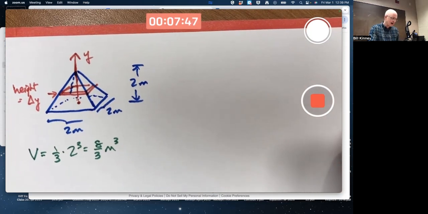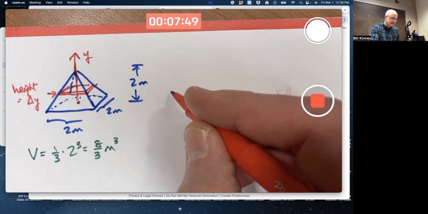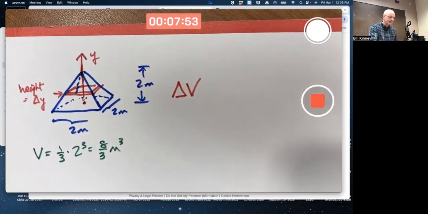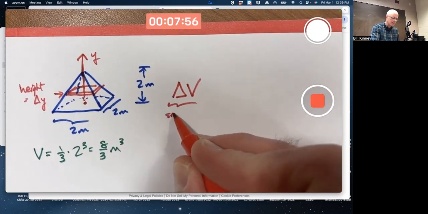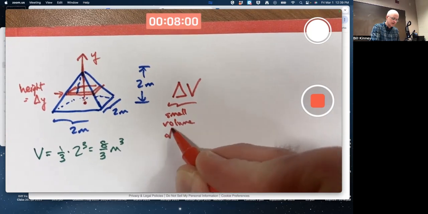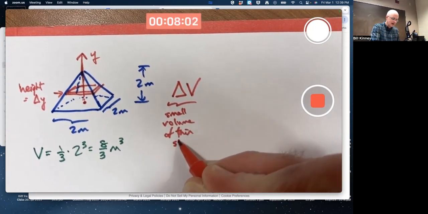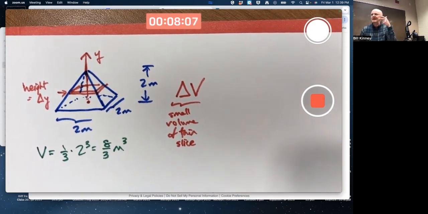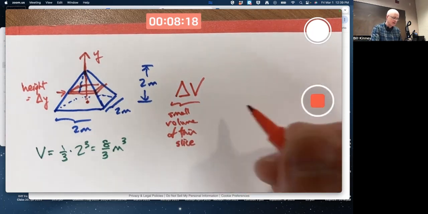Label it delta y. What is the small volume of that thin slice? Call it delta V, small volume of thin slice. I add the word small in here just to emphasize that's the way you're intuitively thinking about it. We're thinking about the slices being really thin and trying to find that small volume. Because it's so thin, it will be a small volume.